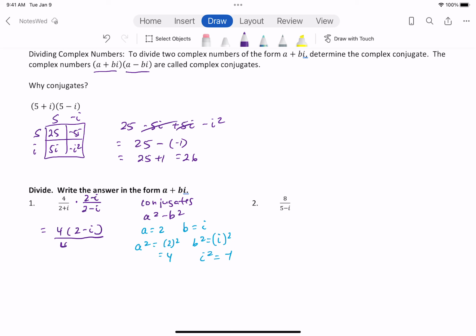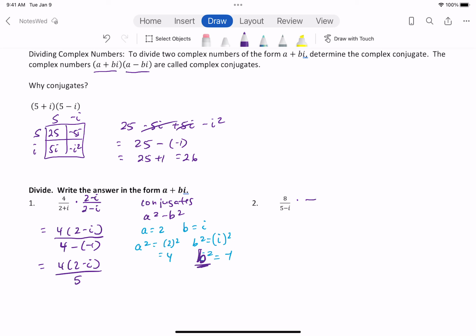So in my denominator, I'm going to get 4. It's a squared minus b squared, so minus. And then b squared, look what I wrote down here. This is b squared, is negative 1. So we're going to minus a negative 1. And now that's going to become 4 plus 1 in the bottom, which is 5. The 4 and the 5 can't reduce, so that's my final answer. Okay? One more.